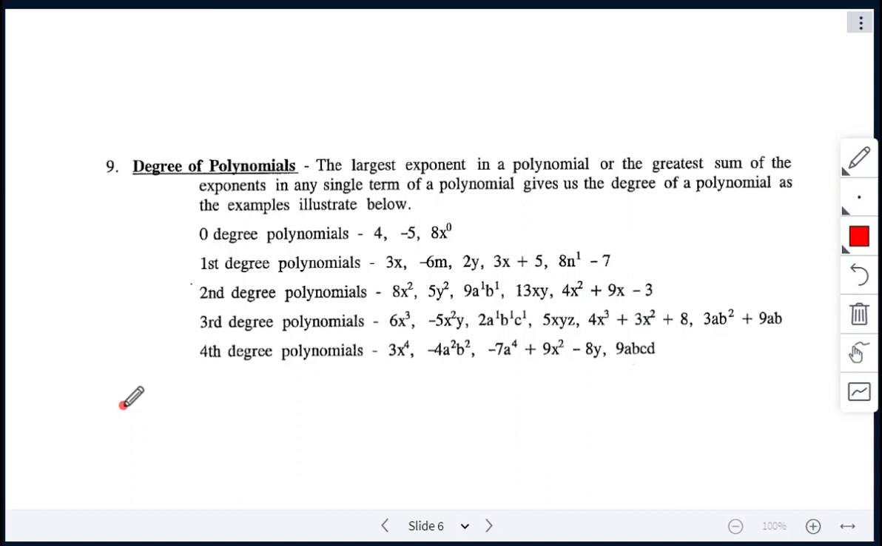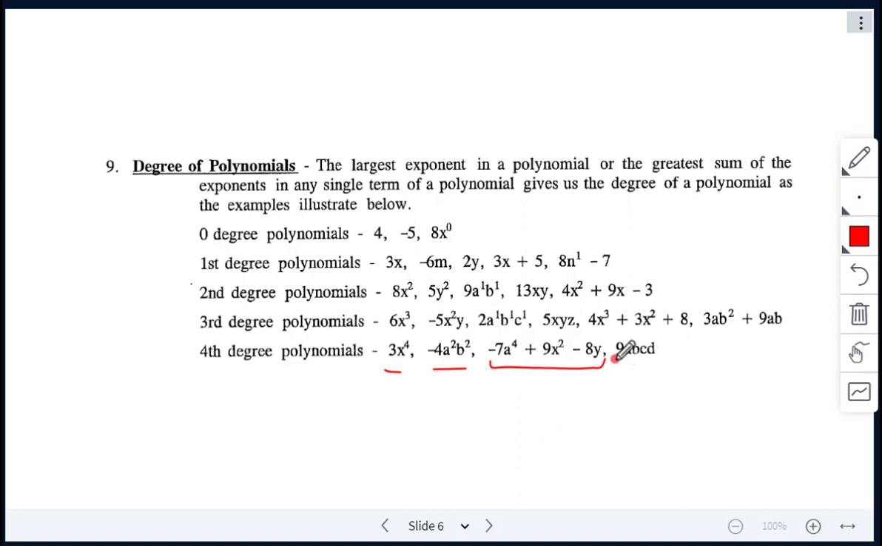Okay, so this just continues, but let's go to fourth degree. But just remember, it could go more than fourth degree. It could be fifth degree or sixth degree, and so on. All right, so this first term is just 3x to the power of 4, so that's pretty easy to figure out. It's a fourth degree. This one here, a squared, b squared, so you can add those together. That's a fourth degree. Here we have a trinomial, and again, you're going to look at the term that has the largest exponent, so this here is fourth degree.